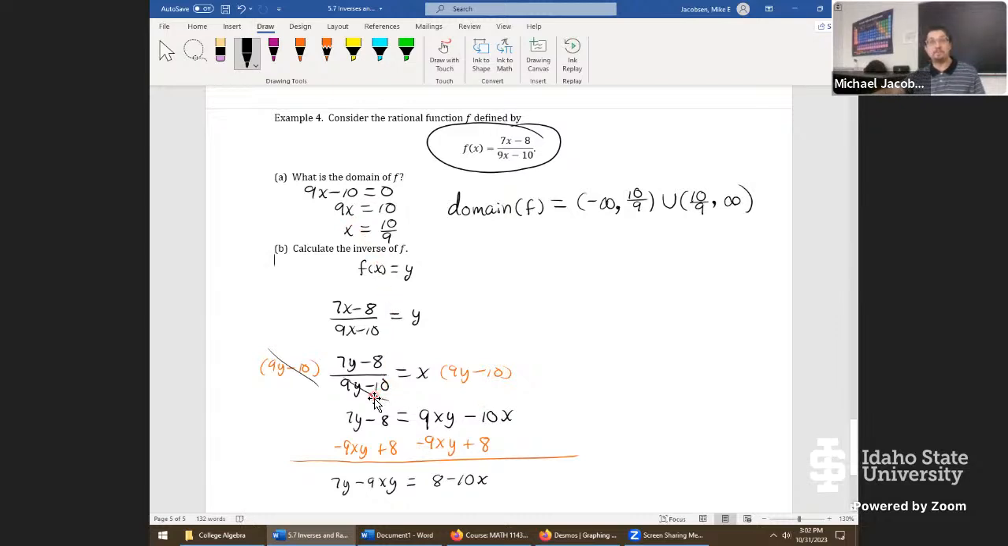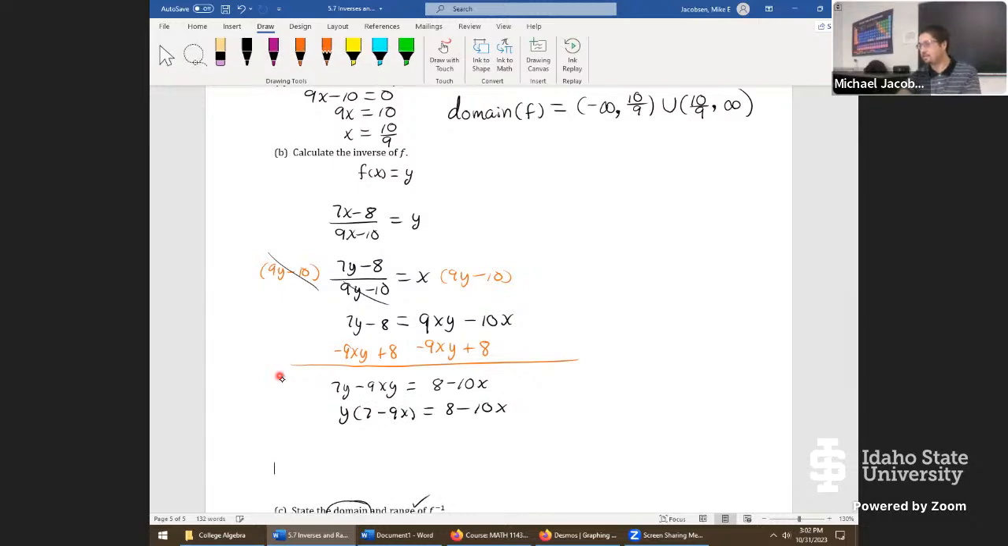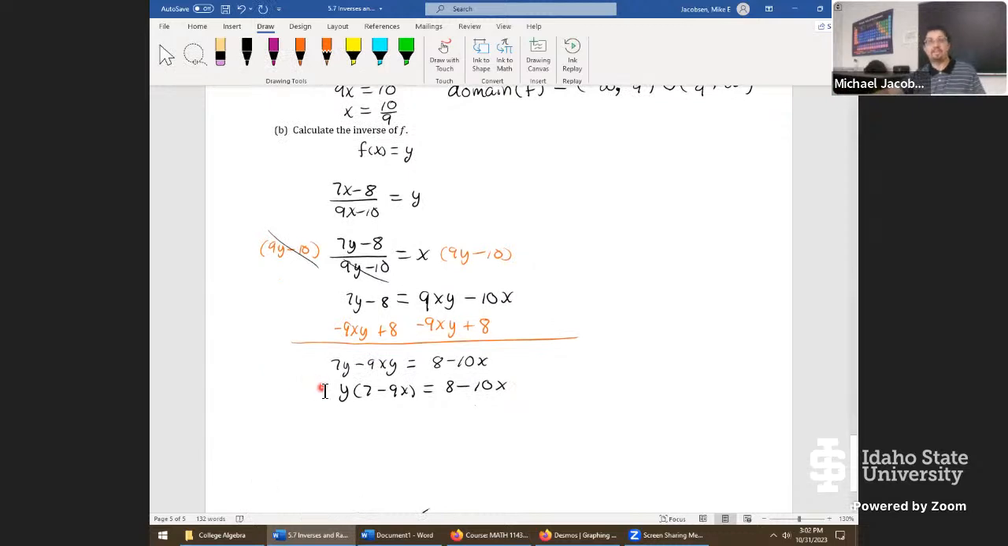We eliminated y from the denominator. Now it's on both sides of the equation. We did some addition and subtraction. Now y is only on one side of the equation, but it still has to be in one spot. So we use our factoring trick, factor out y from the right-hand side, and you'll get 7 minus 9x equals 8 minus 10x. And you have y finally solved the moment we divide by 7 minus 9x. So y equals 8 minus 10x, divided by 7 minus 9x. And you're pretty much done right here.